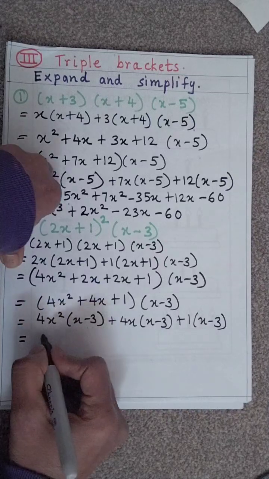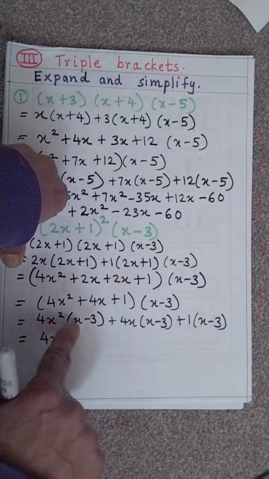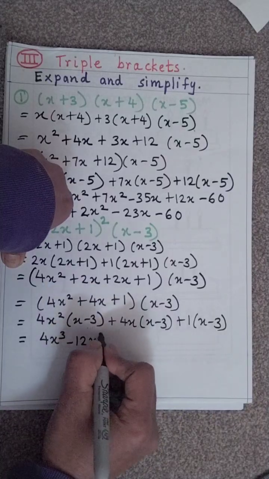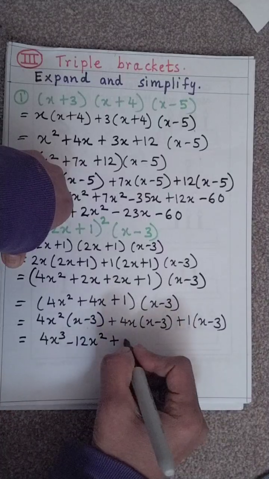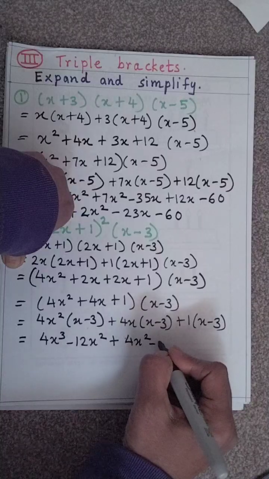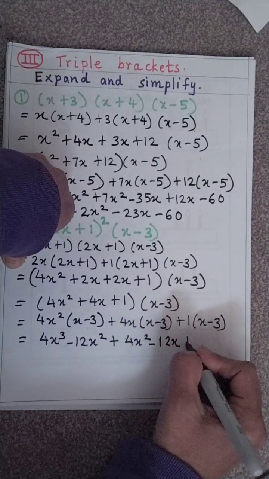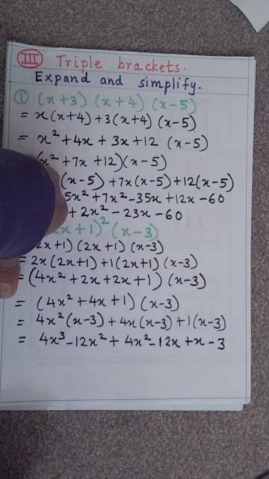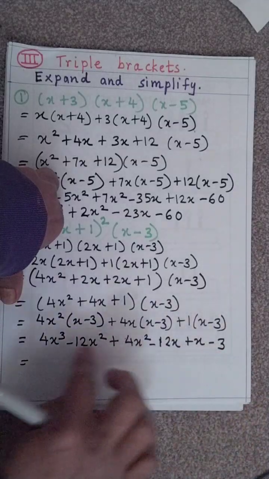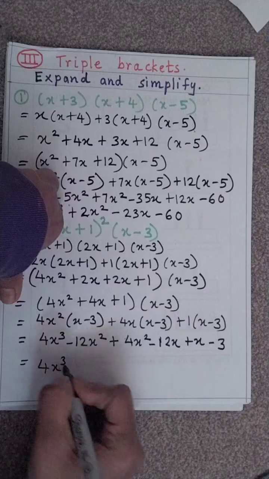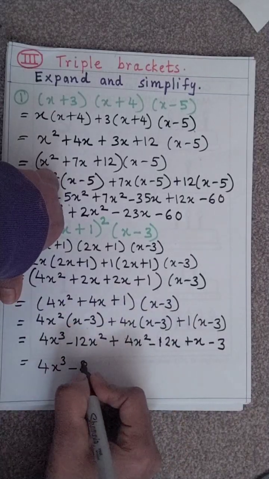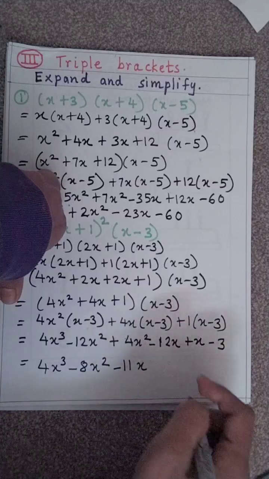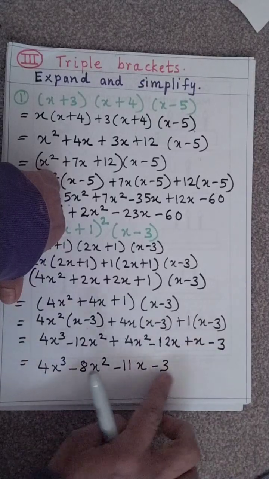Is equal to, open the brackets, it is 4x cube: 4x square times x is 4x cube, 4x square times minus 3 is minus 12x square, plus 4x times x is 4x square, 4x times minus 3 is minus 12x, plus x and minus 3, plus 1 times x plus 1 times minus 3 is minus 3, okay, is equal to, bring similar terms together, they are already together, so we just write down the final answer now. 4x cube, minus 12 plus 4 is minus 8x square, minus 12x plus x is minus 11x and minus 3. So this is the final answer.